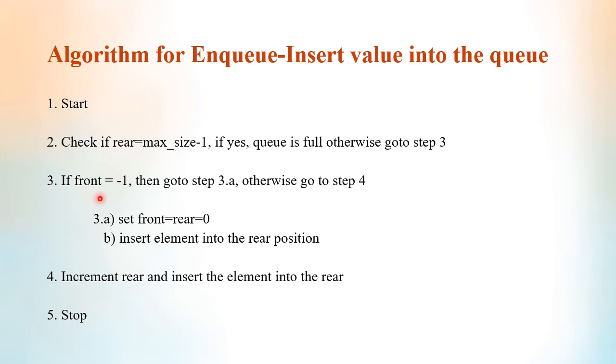In step 3, check whether front is equal to -1. If front is equal to -1, we can understand that till now no element has been added to the queue. So in that case, front and rear are to be set to 0. Afterwards, insert the element into the rear position. Now if front is not equal to -1, some element has already been inserted into the queue. In that case, go to step 4. Increment rear and insert the element into the rear position. Stop. So this is the algorithm for inserting a value into the queue.